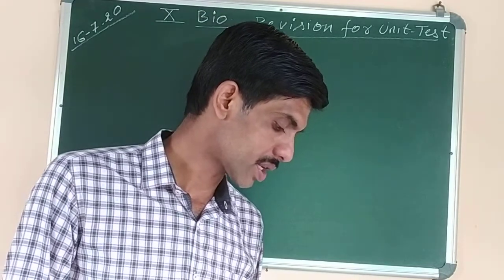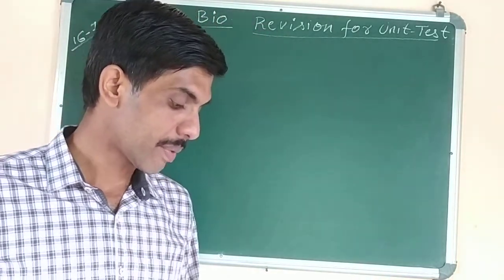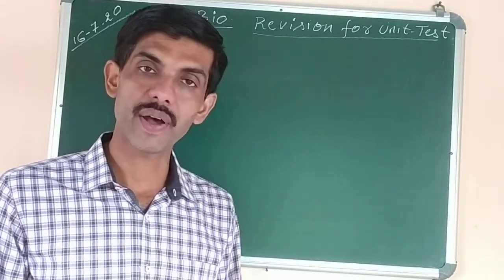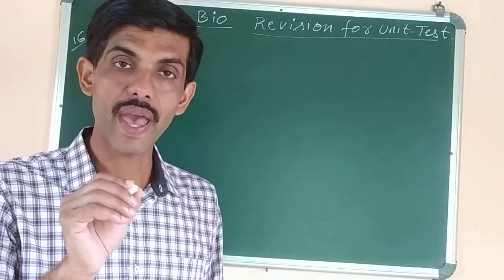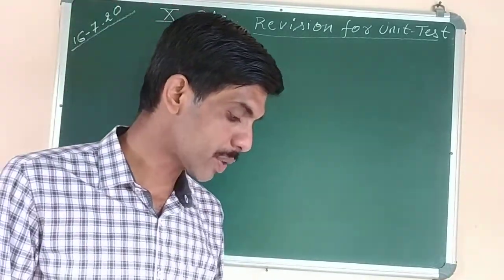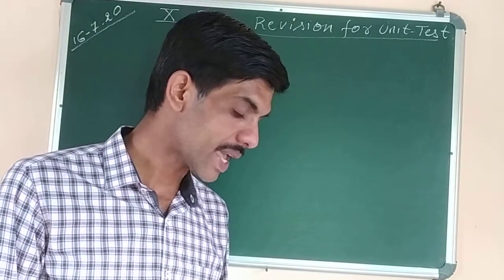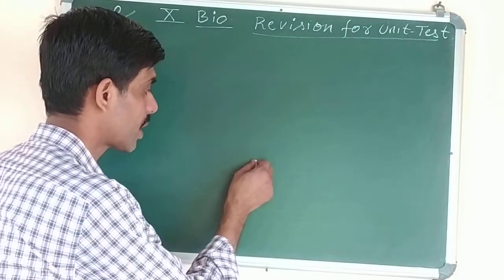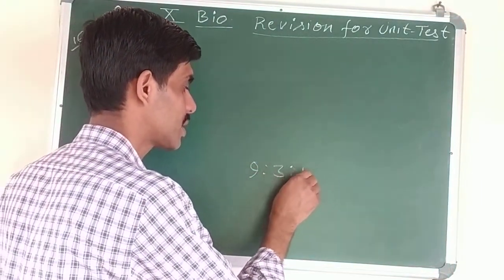Now very short answer questions, each carrying 1 mark. Name the following. Number A, the plant used by Mendel for experiments. What is the answer? Garden pea plant, whose scientific name is Pisum sativum. Then the phenotypic ratio of offspring in the F2 generation in a dihybrid cross. In a dihybrid cross, the phenotypic ratio is 9:3:3:1.